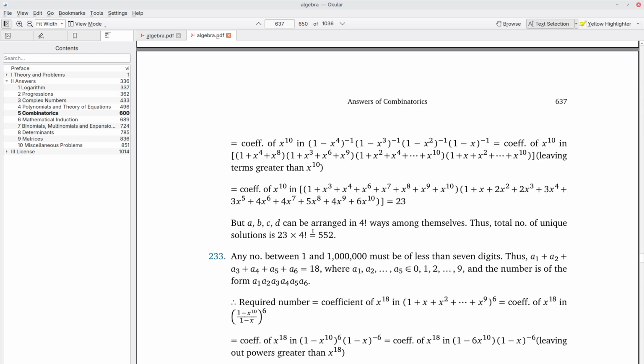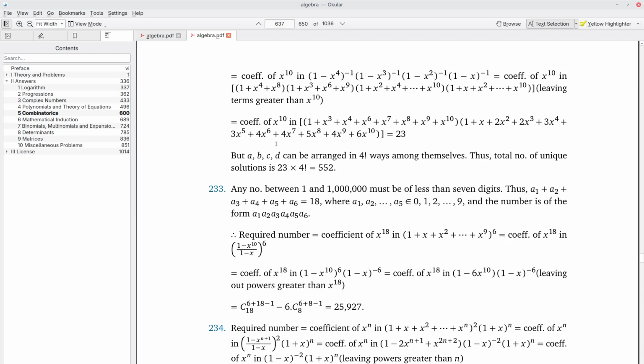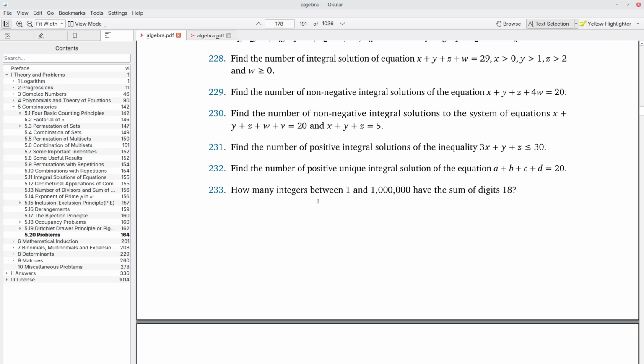So we now, okay, it is not complete yet. Now A, B, C, D can be arranged in 4 factorial ways among themselves. The total number of unique solutions is 23 multiplied by 4 factorial, that is 552.